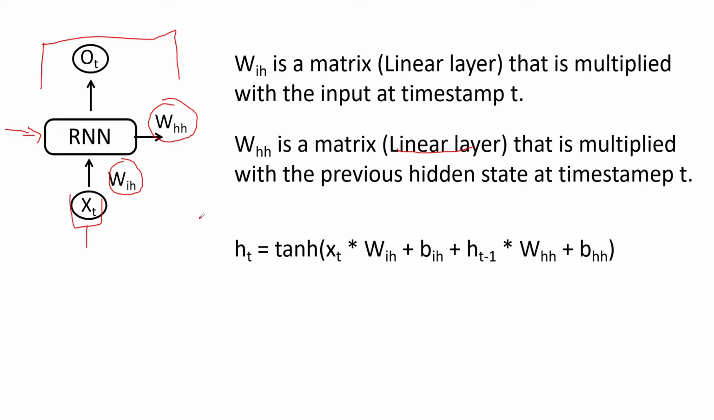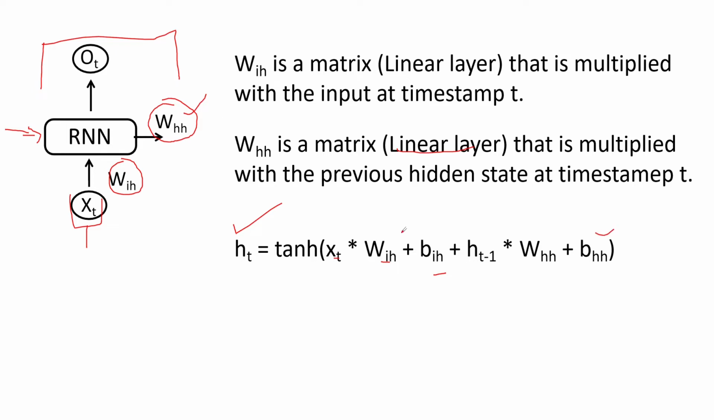And then you are going to use this function. Now what is this function? It is the multiplication of x of t into WIH that we have already seen, plus a bias for this particular matrix, and then h of t minus 1, which comes here from the previous cell, multiplied by WHH, which is this one, and also a bias, b of hh.